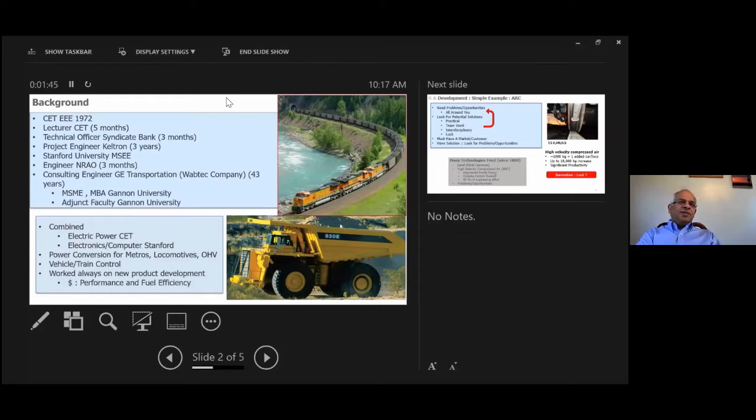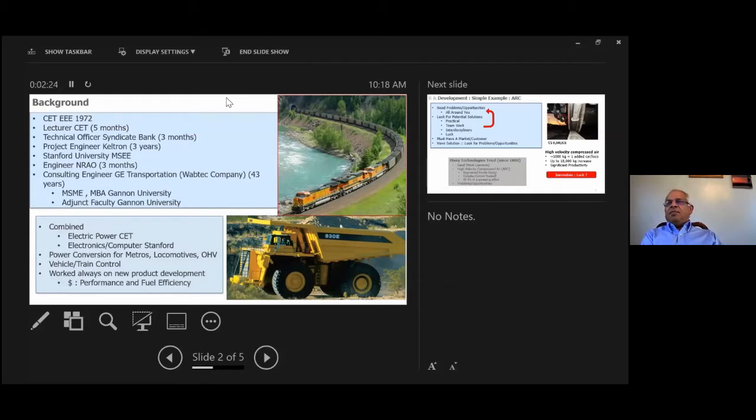Then for a few months, I worked in an institution called NRAO. I think that's the National Radio Astronomy Observatory, which listens to radio communications and radio output from the stars in the galaxies, far and near. And that also, I got bored, joined GE from there. I spent 43 years with GE. In between, I got some education at Gannon University, and I taught at Gannon University. That's my brief history. So let me talk about what I worked on.